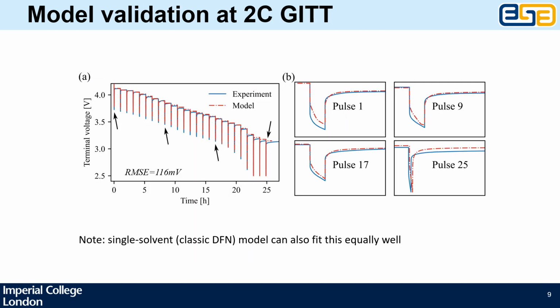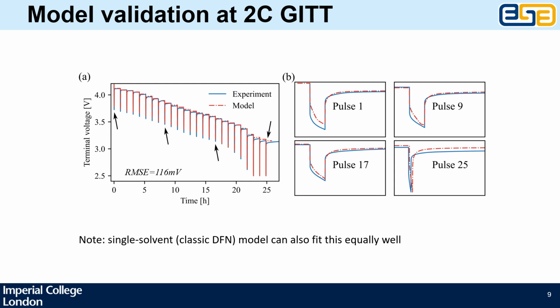With that implemented, here we look at the model validation at 2C Git. So the model is almost on top of the experiment, as can be seen here, and even if we zoom in a lot and see different puzzles, we still get quite decent fit.